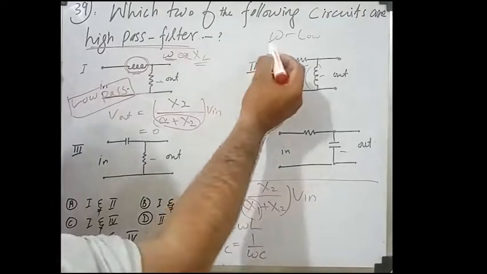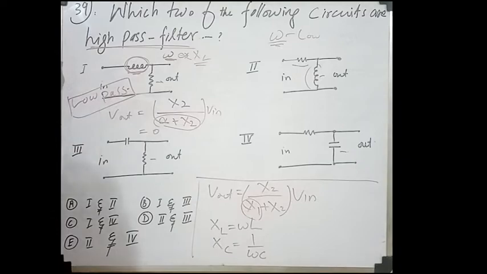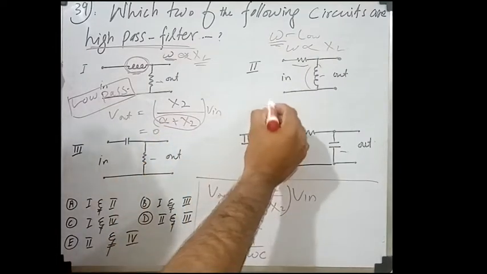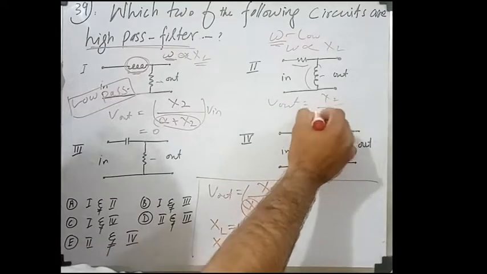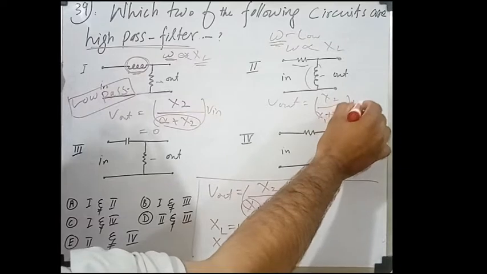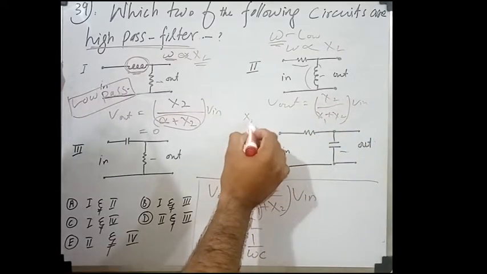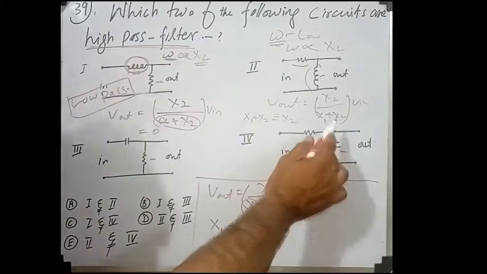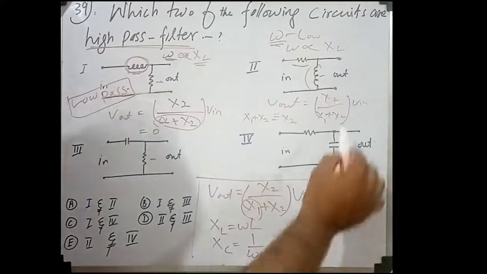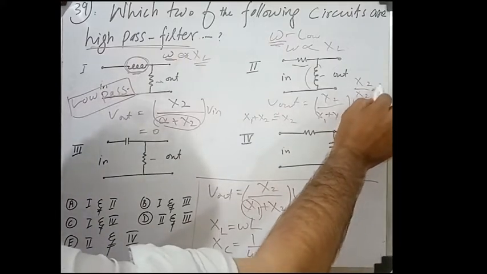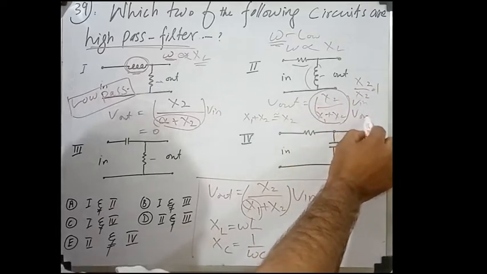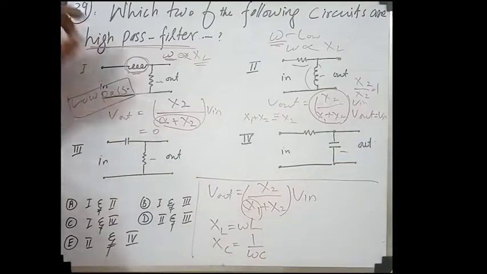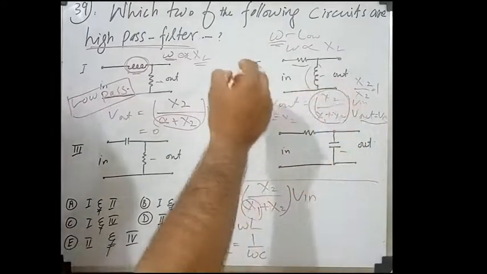But if we increase the frequency, the angular frequency, it will also increase XL. If XL increases, then this is the value of X2. So in this case, Vout is equal to X2 divided by X1 plus X2. If X2 increases, a time will reach when X1 plus X2 is approximately equal to X2. If X2 is very high compared to X1, then X1 plus X2 is equal to X2. So X2 divided by X2 will equal 1. This term becomes 1, so Vout will be Vin. At low frequency it stops the voltage, but at high frequency its output is equal to the input. So this is high pass.